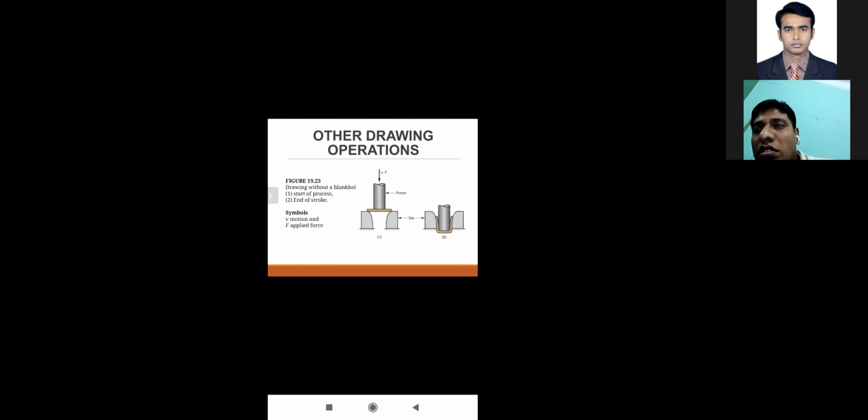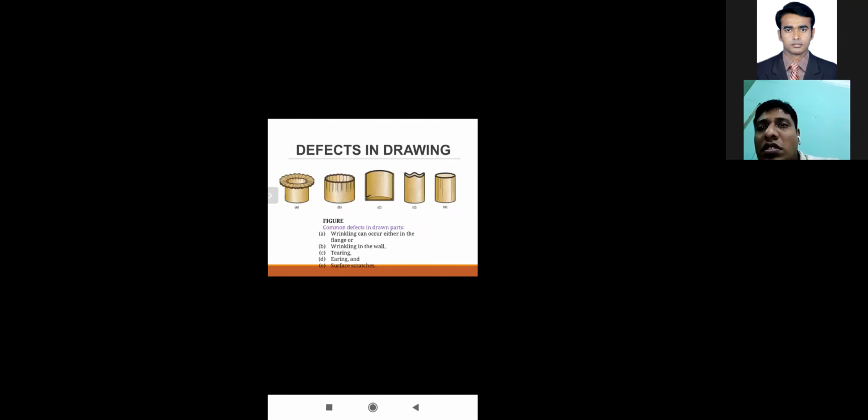This slide shows drawing without a blank holder. Here are some common defects in drawing. Wrinkling can occur either in the flange or in the wall. See the tearing and earing, and surface stretch marks. That's all, sir, from my side.